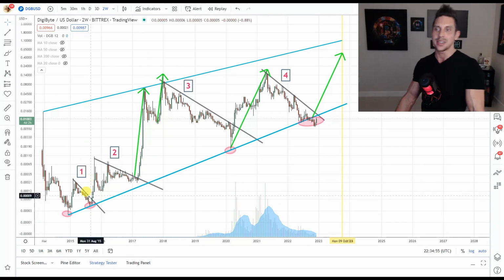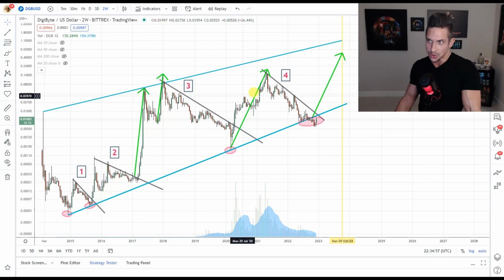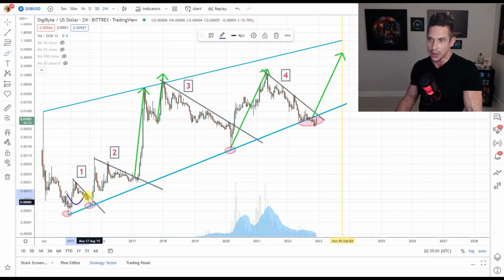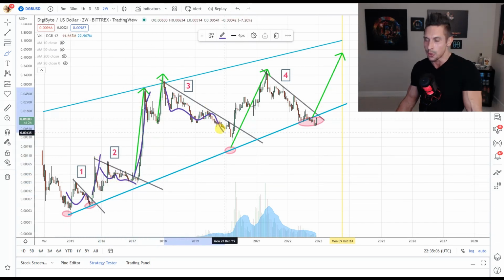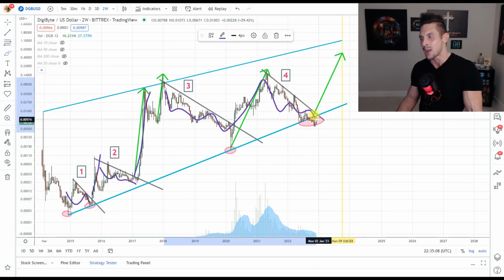Now, why do I say pattern recognition? You can see at the 1, 2, 3, and 4, we basically have downward sloping resistance, a move up, downward sloping resistance, a move up, downward sloping resistance, move up, and now we have downward sloping resistance.